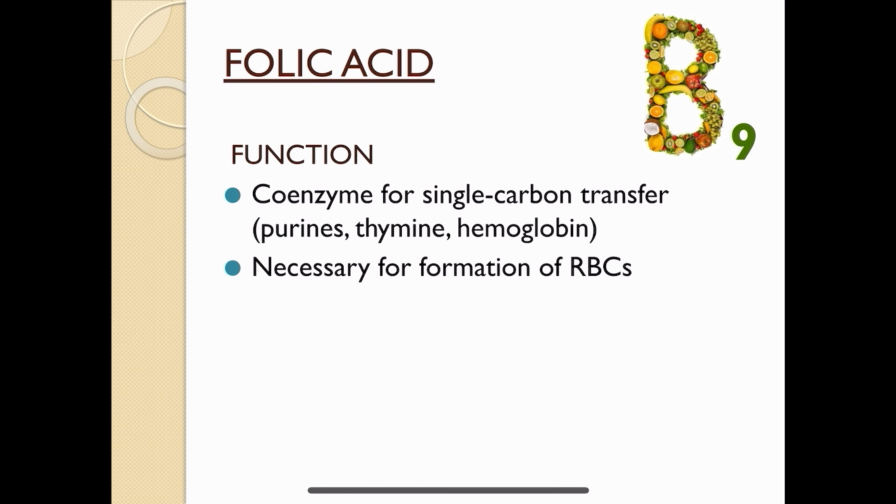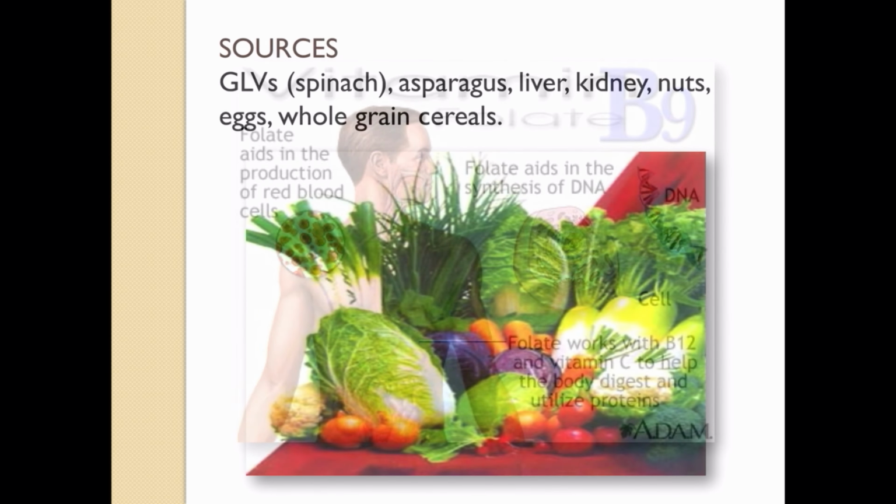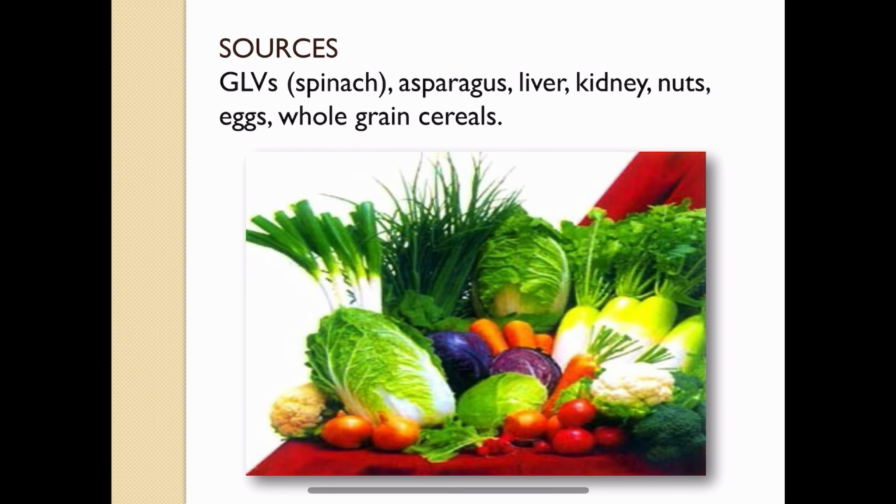Then we have B9. It is also known as folic acid. It acts as a coenzyme for single carbon transfer and necessary for the formation of RBCs. You can see here the B9. The folate aids in the production of RBCs. It aids in the synthesis of DNA, and it works with vitamin B12 and vitamin C to help the body digest and utilize proteins. The sources of vitamin B9 are green leafy vegetables, asparagus, liver, kidney, nuts, eggs, and whole grain cereals.